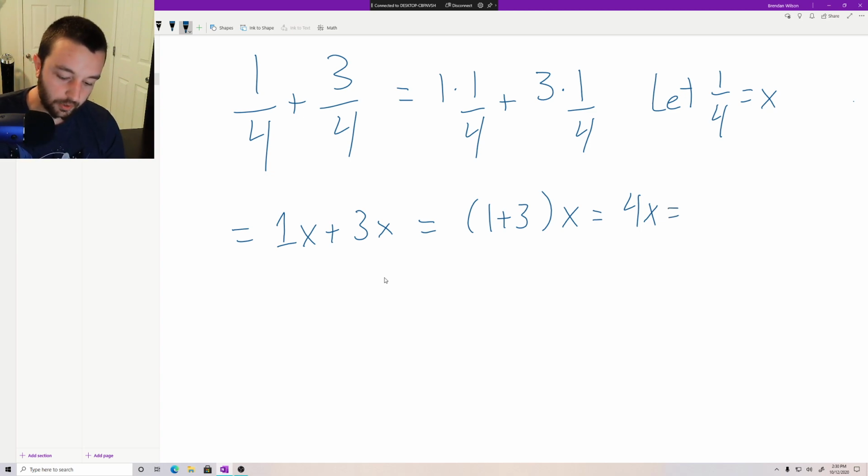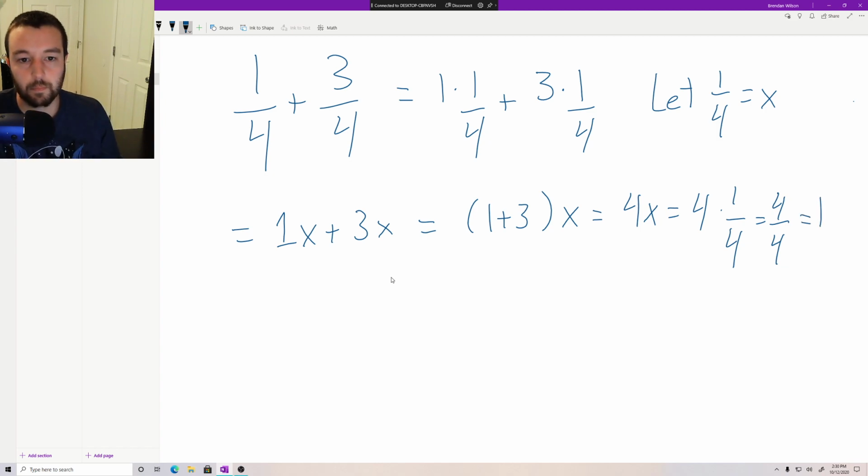Now x is 1/4, so just swap that back in. And now we have 4 times 1/4, which is 4/4. And then you can simplify that if you want to 1. Okay. So like I said, we're overcomplicating it here just to prove a point.